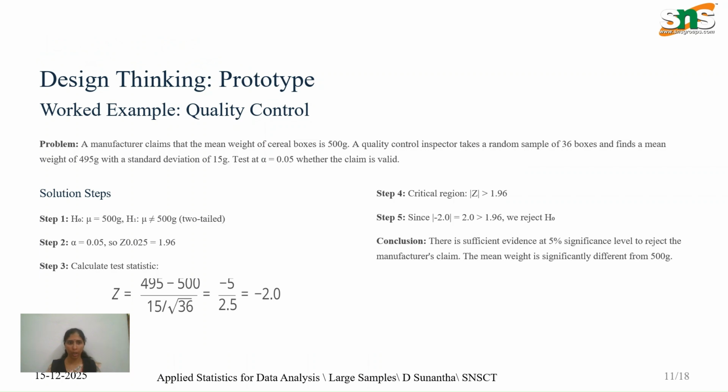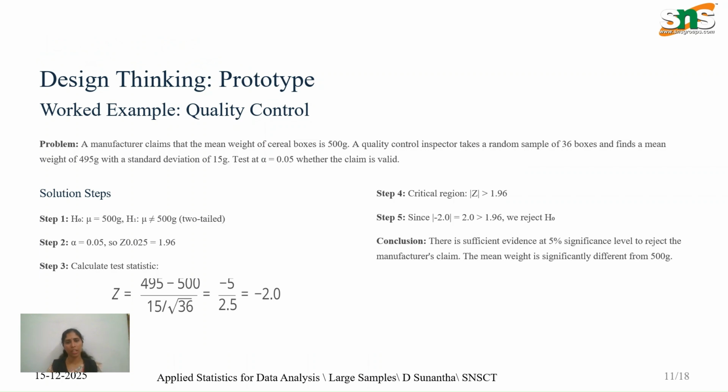and the inspector finds a mean weight of 495 grams, and the standard deviation is 15 grams, and alpha is 0.05. So we need to check the claim. The first step is to frame the null hypothesis H naught. As the manufacturer claims that it is 500, we take H naught: mu is equal to 500, and the quality control inspector inspected it as 495. So it is not equal to 500. So we are taking H1 as mu not equal to 500.